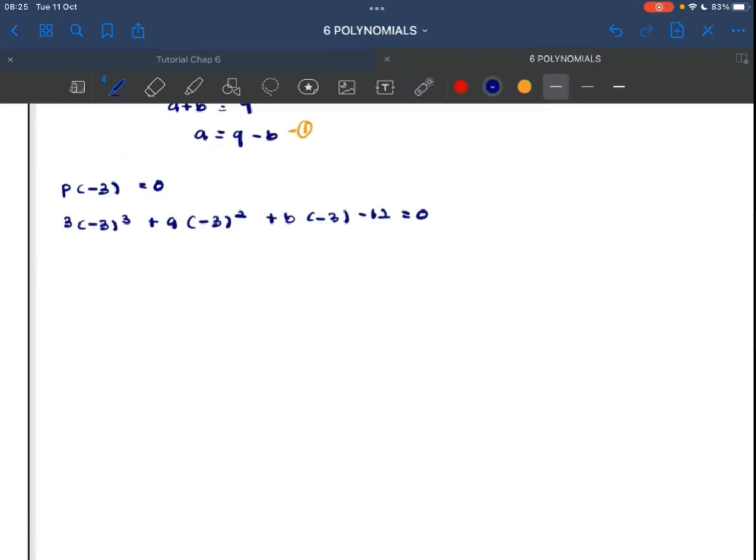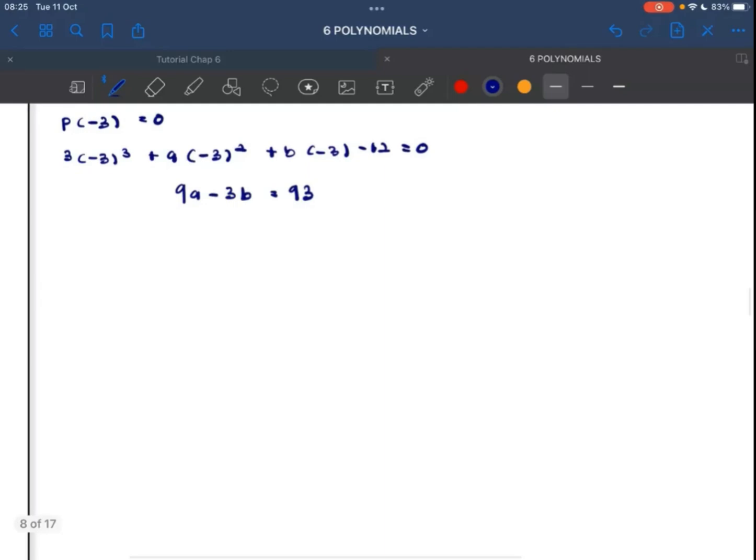Okay, so dekat sini kita ada 9A minus 3B equals to 93. Betul ke? Bukan, 93. Betul tak? 3 negative 27 minus 12. Okay, betul. Alright, kalau boleh simplify, kita simplifikan, bahagi semua dengan 3. So we have 3A minus B equals to 31.